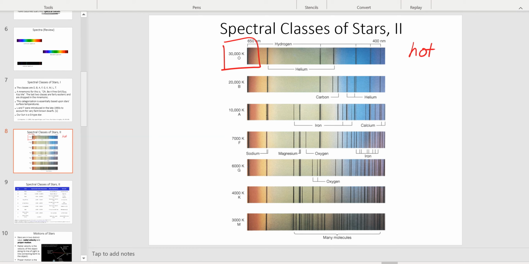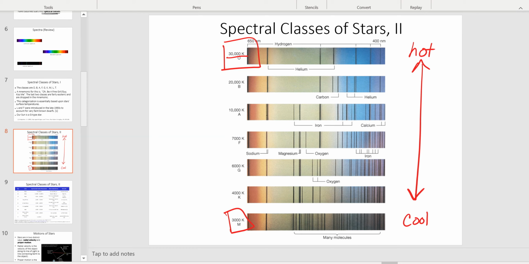And down here we have the M-type. Remember there's L and T, but those we're mostly not going to worry about. Those are pretty minor. And then these are the coolest. So this is a relative scale. Even the cool stars are pretty hot, but O-type stars are very hot indeed. The cutoff temperature is around 30,000 Kelvin.